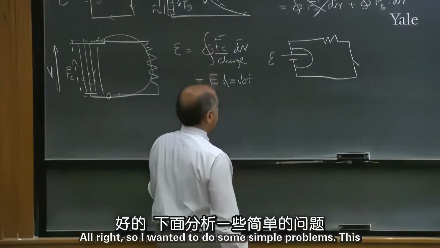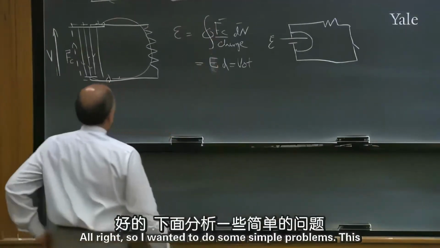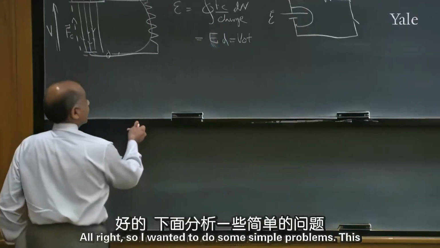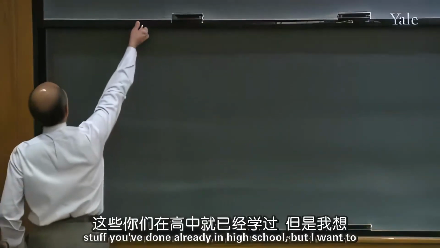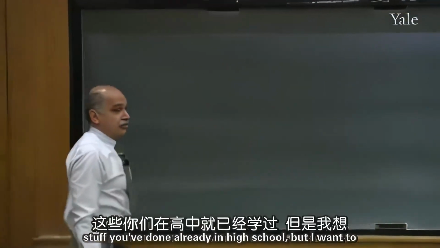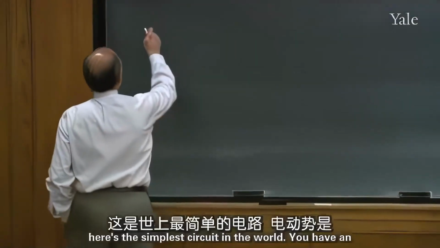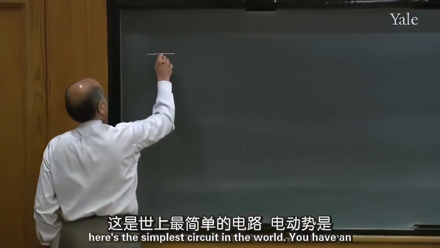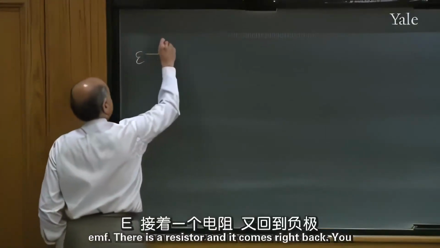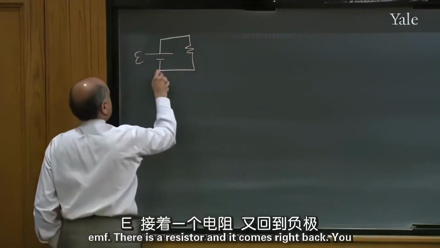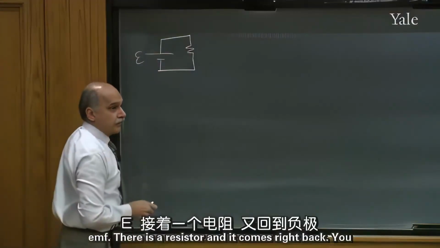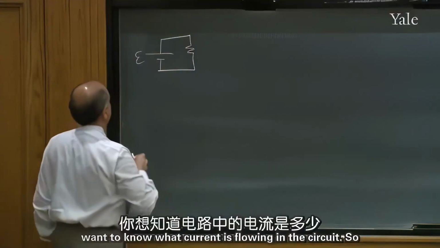All right. So I wanted to do some simple problems, and this stuff you've done already in high school, but I want to go over it in view of everything we have learned. So here's the simplest circuit in the world. You have an EMF, that is a resistor, and it comes right back. And you want to know what current is flowing in the circuit.